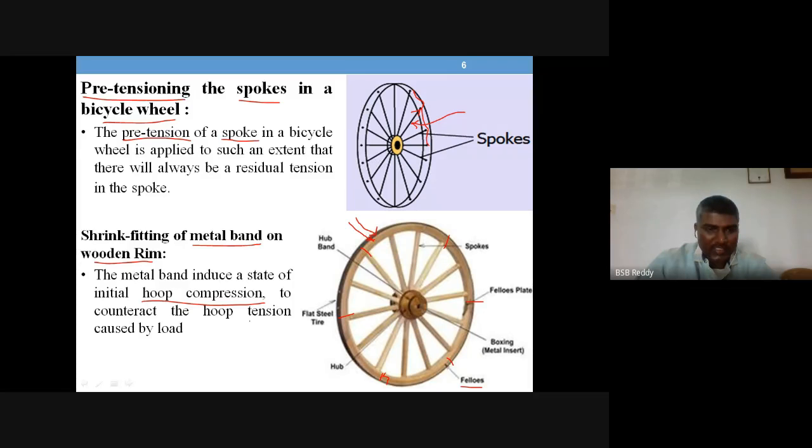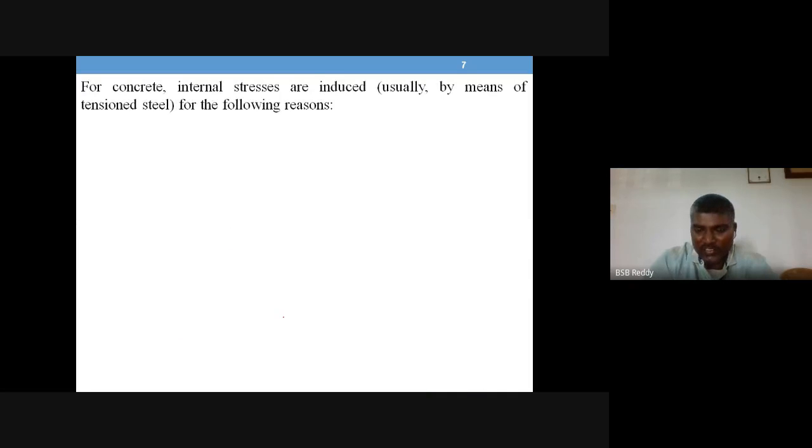Okay, so the tension caused by the load in these felloes will be counteracted by the hoop compression induced by this metal band, which is heated and force fitted. That is what is called shrink fitting. So you heat it, fit it, and then cool it, called shrink fitting. These are some of the examples which existed well before concrete was used. So this is how the pre-stressing concept is available.